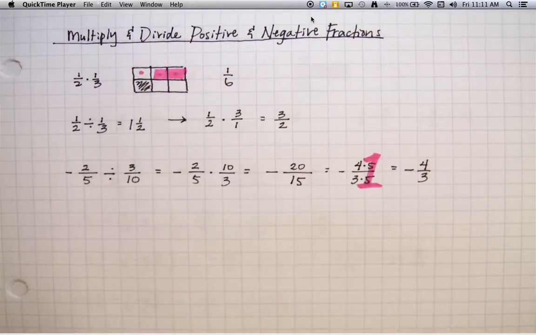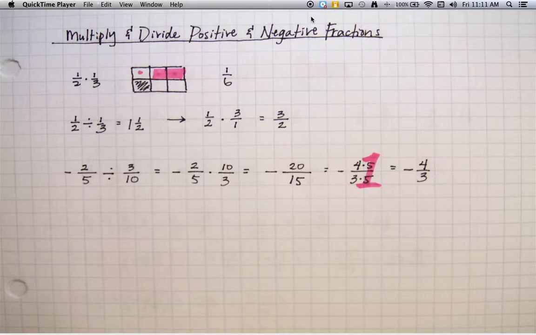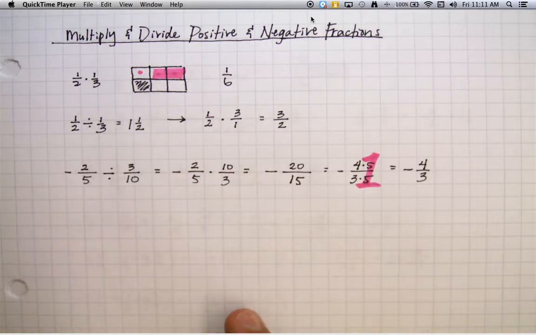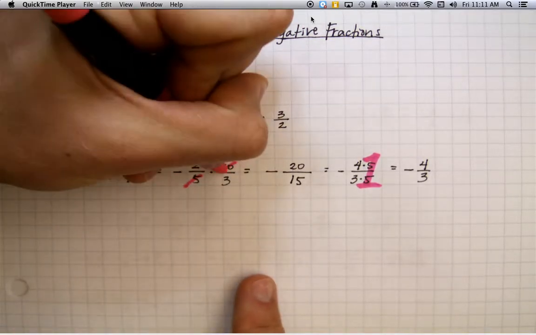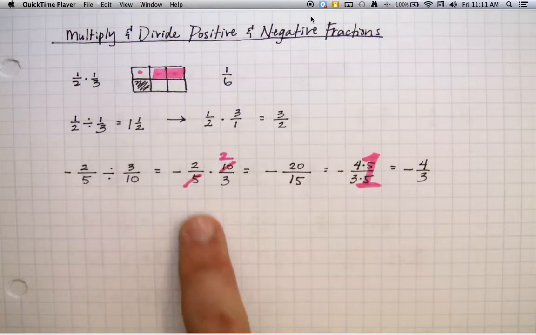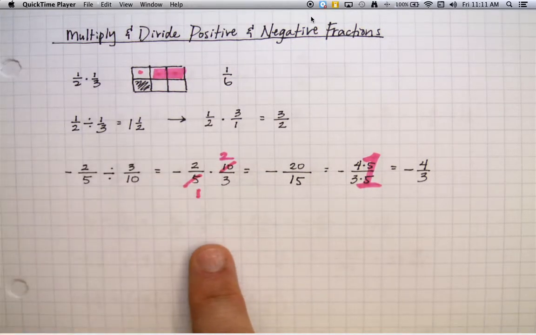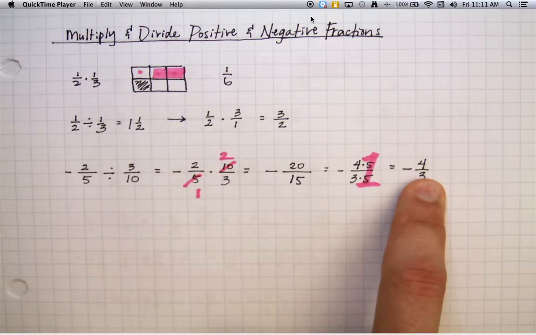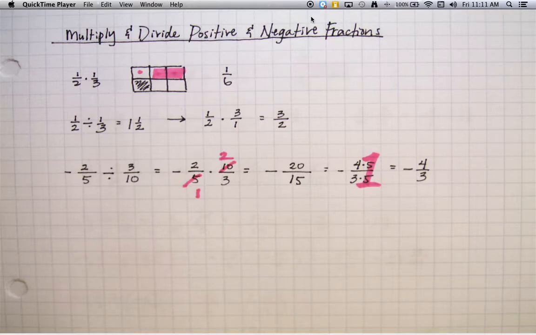I do want to make the point that we could have done some simplifying earlier in the problem. When I change it to multiplication, I have my groups of 5 and 10. I could simplify 5 and 10. 10 is 2 groups of 5. 5 is 1 group of itself. And notice that 2 times 2 is 4. 1 times 3 is 3. So we can always simplify earlier in the problem if possible.